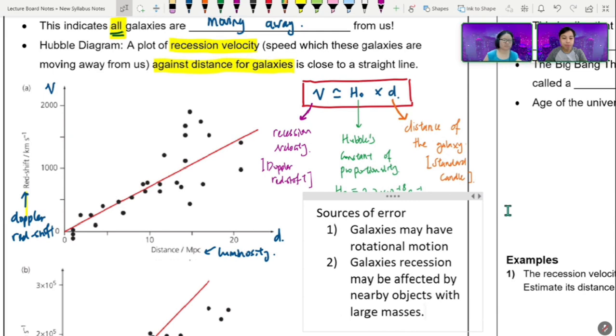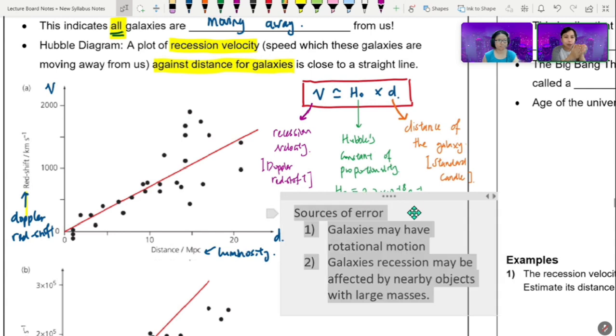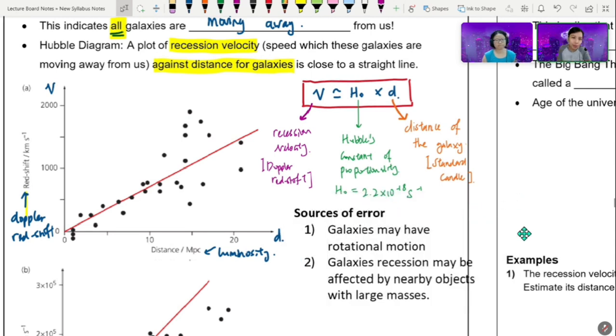Okay, so these are, yeah. They could be moving away, but not linearly away from you. They could wobble around, move, curve a little bit due to whatever is influencing them, right?